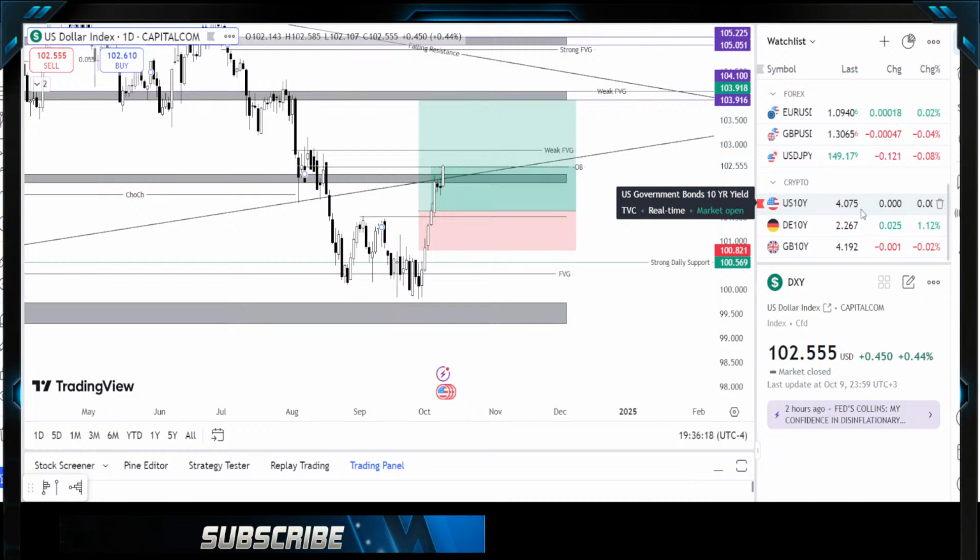And the same thing, you can take note of it right here. It dropped by negative 0.04. Why? Because the US 10-year is actually stronger than the UK 10-year yield.